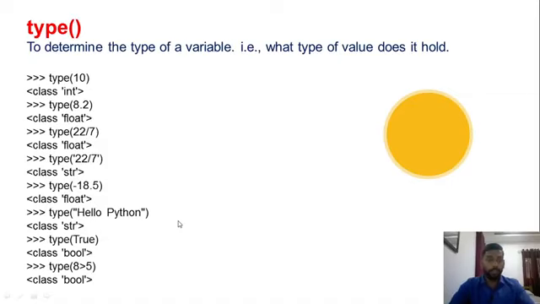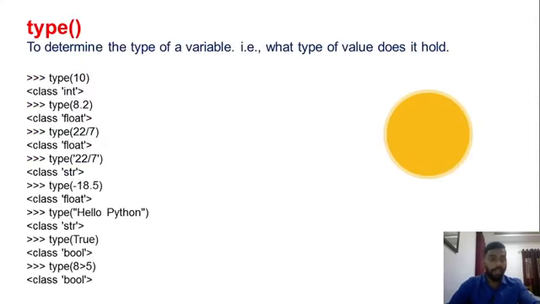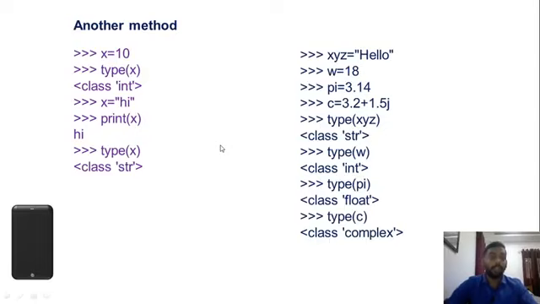Okay, let's move on. We have another method. In our previous session, we directly gave values, right? Type of 10, type of 8.2. We directly passed the values, the actual values, to the function type. But here we are following another method: x equal to 10, type of x.